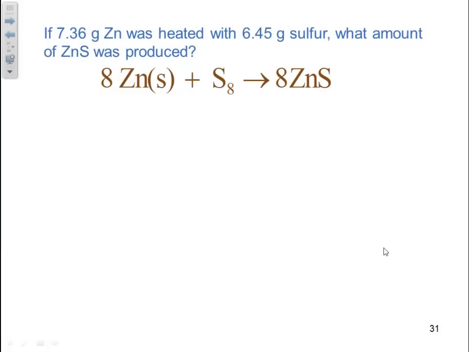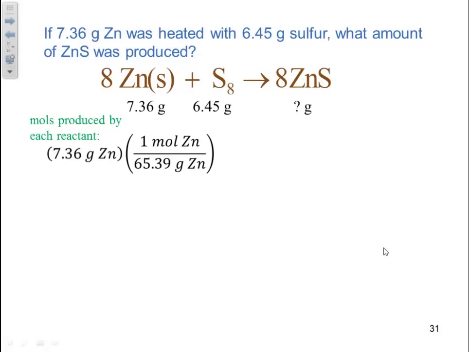Let's look at another example. If I have 7.36 grams of zinc and it's heated with 6.45 grams of sulfur, what amount of zinc sulfide can be produced? So I have my two reactants and I want to figure out how much product can be formed. So this is a limiting reagent problem because I have masses of both components. So I've got to find out how much is going to be produced.